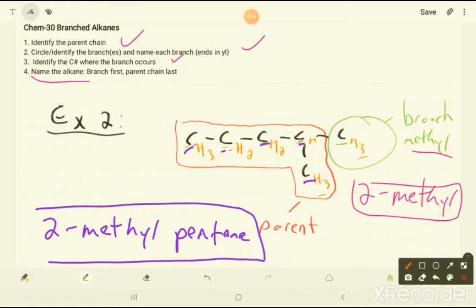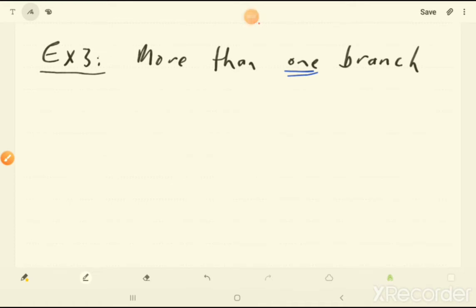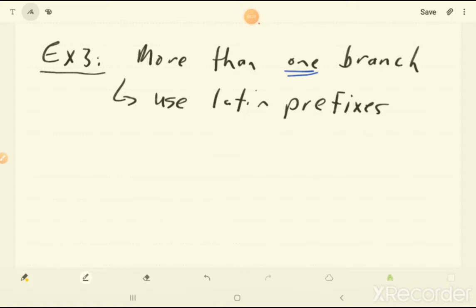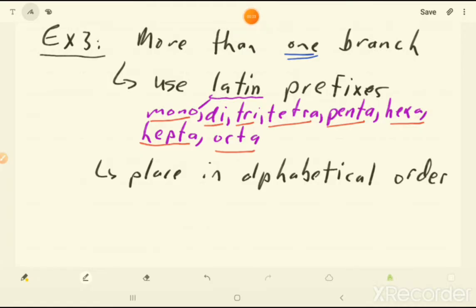And that is the final answer over here. So it is possible for us to have more than one branch on a single parent chain when it comes to the alkanes, alkenes, or alkynes, any one of them. And if there is more than one branch, we're going to use Latin prefixes ahead of the meth, eth, prop prefixes. So the Latin prefixes refer to the mono, di, tri, tetra, penta, hexa, hepta, and octa.